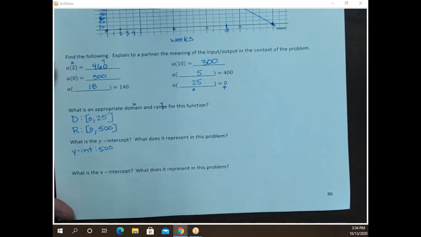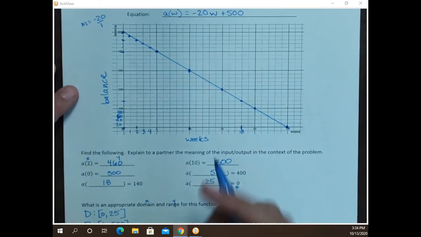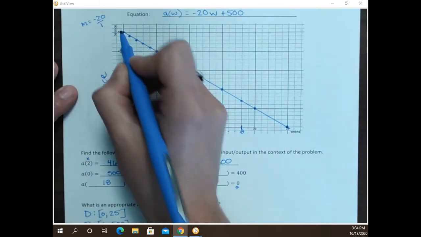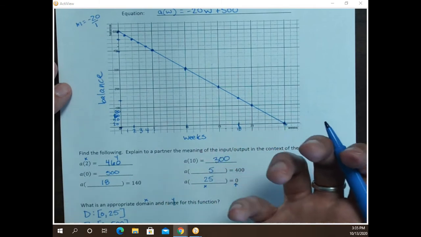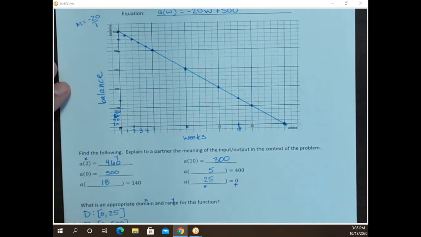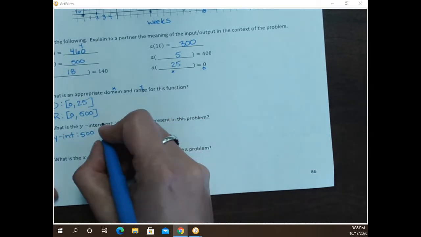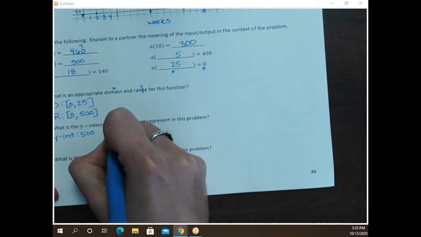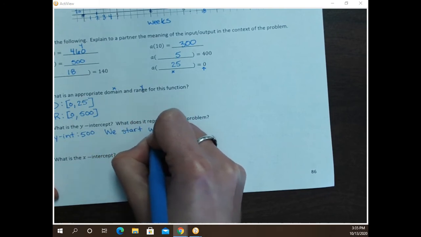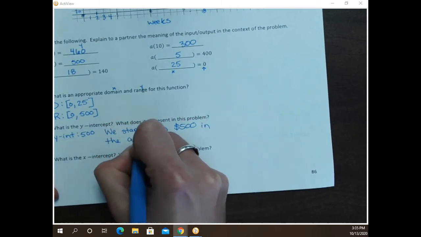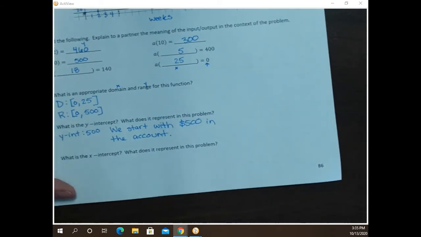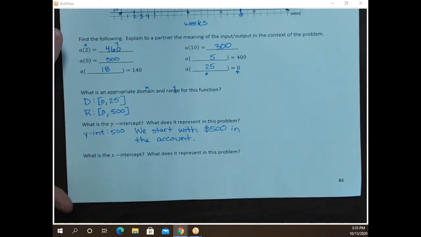Okay? And then what does this represent in terms of the problem, in the context of the problem? So week 0, right, we have $500. That would be one way that you could describe what's happening here. The other way that we could think about this would be to say week 0 is before we've started taking out money. So we start with $500, or our account initially has $500. So I'm going to say we start with $500 in the account. Or again, if you would rather, at week 0, there is $500 in the account, or the balance on the account is $500.